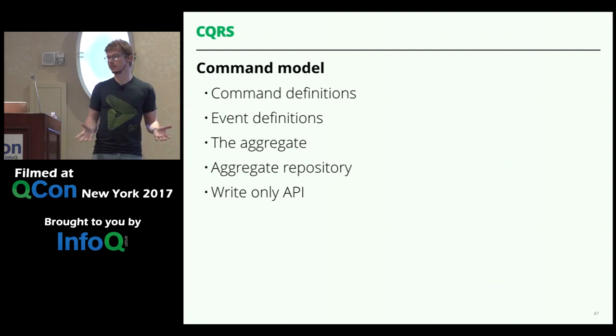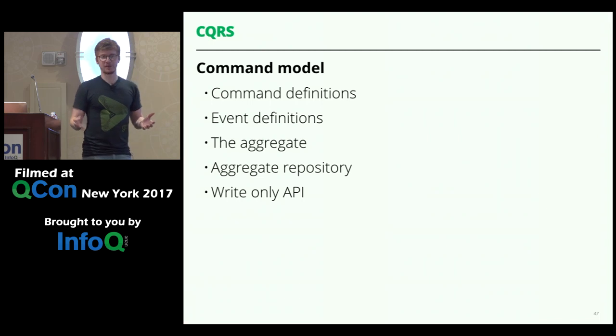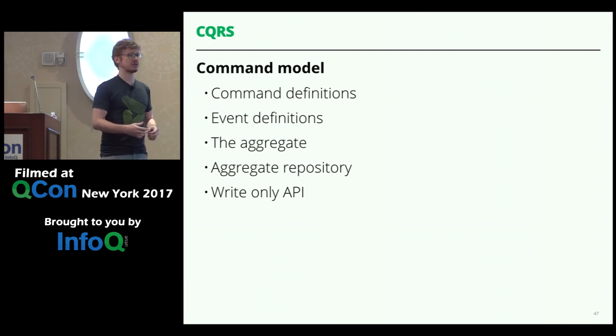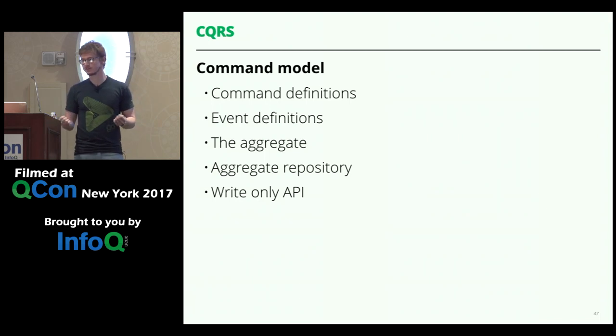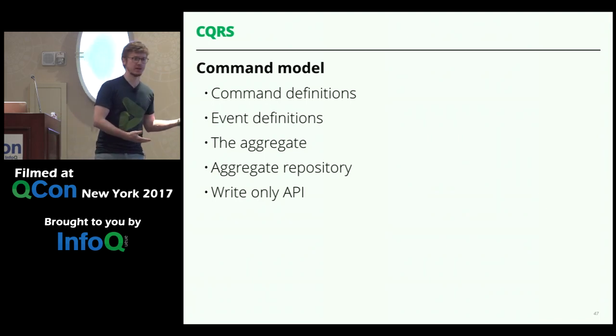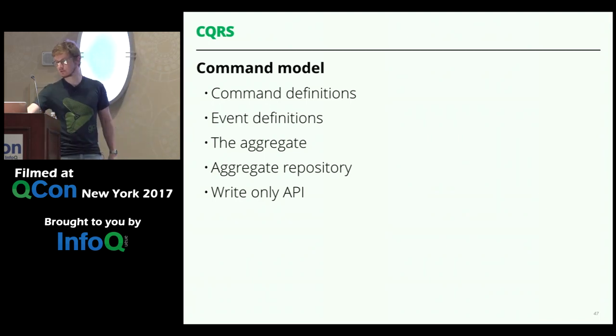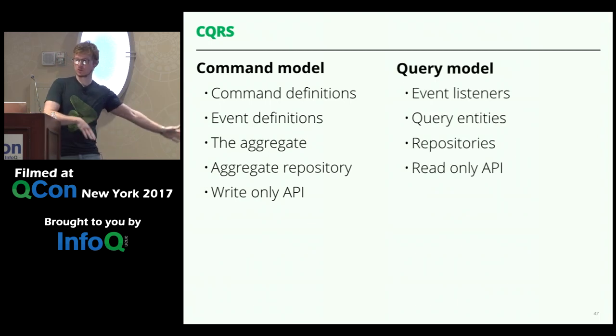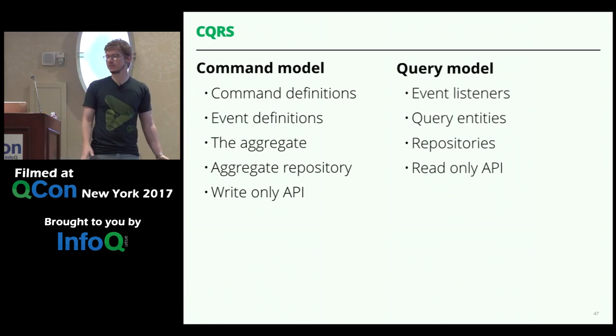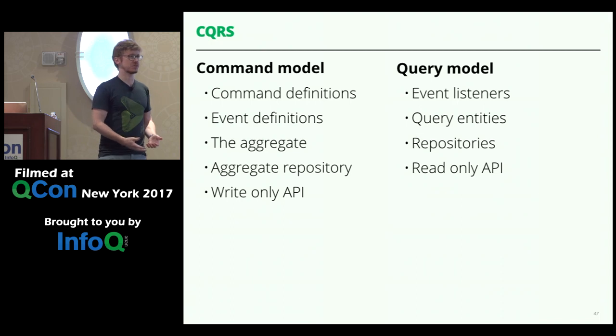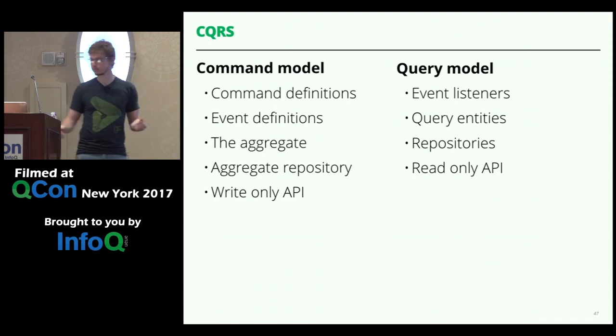In summary, in the command model, we have all the command definitions, we have all the event definitions. We usually have a single aggregate. We have an aggregate repository, which is a component that reads data from the event store and rebuilds the aggregate. And we have a write-only API, accepting POST requests. On the query model, we have the event listeners, all the query entities, which are denormalized data structures optimized for search. We have repositories serving the entities and a read-only API.